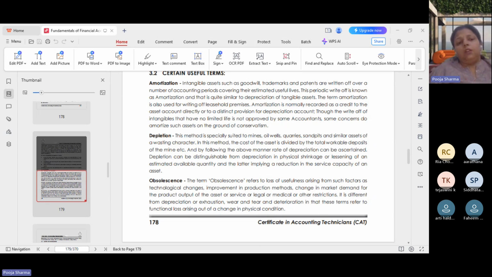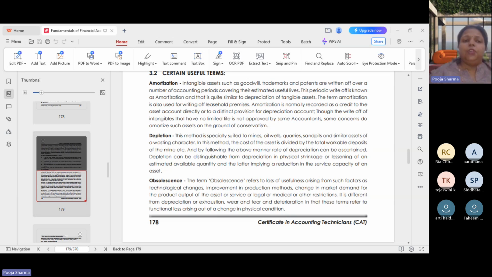So we will apply this; it will be shown as an expense in the income statement. In the balance sheet, it will be deducted from the intangible assets. Suppose we have an intangible asset valued at rupees 1,80,000. So we will deduct the accumulated expenses from it and show it as net intangible assets.